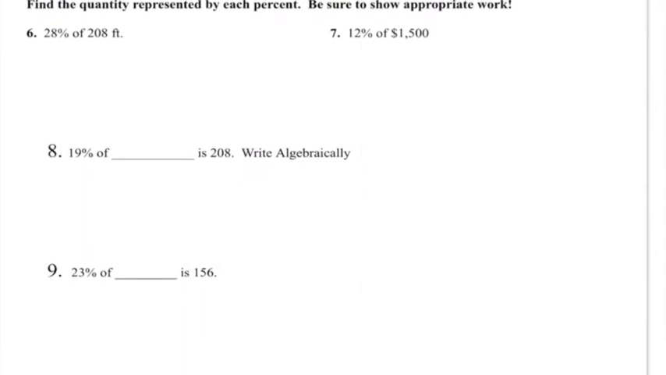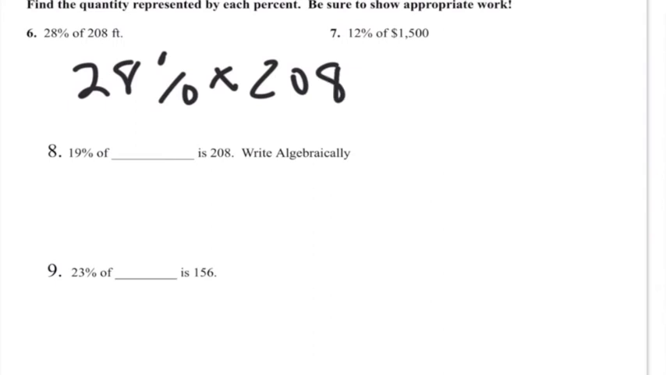Now we want to find the quantity represented by each percent. Okay, so a couple key things. One is the word "of." Whenever we have the word "of," usually in math, we're going to multiply. So we have 28% for the first one, and it's 28% of 208. So when we write this out, it's 28% times 208. Now you need to remember that 28%, we got to make that into a decimal first.